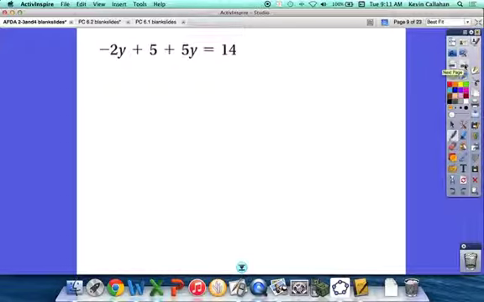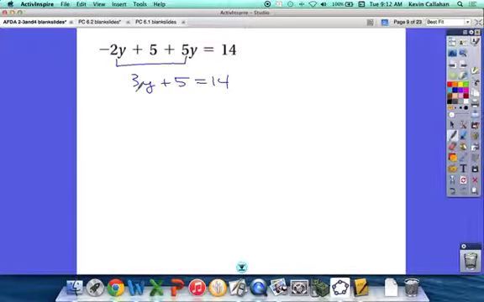What are the like terms I have to combine on this one? Negative 2y plus 5y. What is that? Negative 2 plus 5. Three y. Right? It's like 5 minus 2. So 3y plus 5. Okay, now it's a two-step. What are the two steps you're going to have to take to solve that? Right, subtract 5, divide by 3.